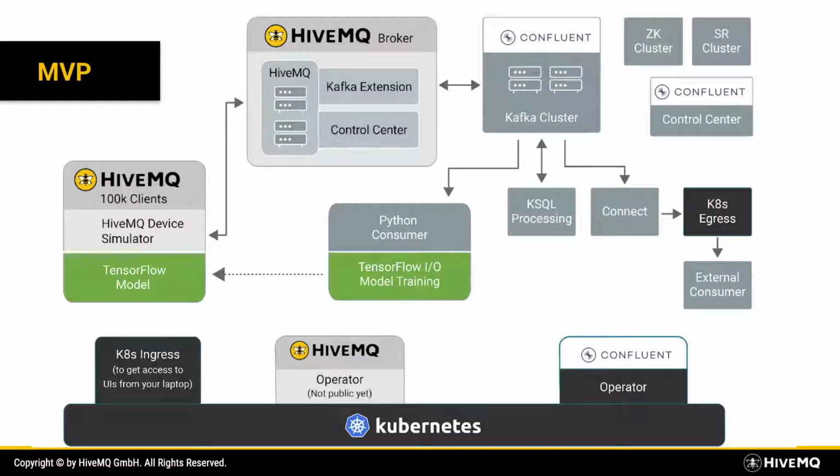I just recognized that the slide is not quite up to date. So it says here that the HiveMQ operator is not public yet. This is no longer true. The HiveMQ operator is actually publicly available and will help you really easily operate your HiveMQ cluster on any Kubernetes. Similarly, we are using the Confluent operator to run our Confluent platform with the Kafka cluster. And yeah, we're using Kubernetes ingresses, so I can connect to our dashboards from my laptop right now.